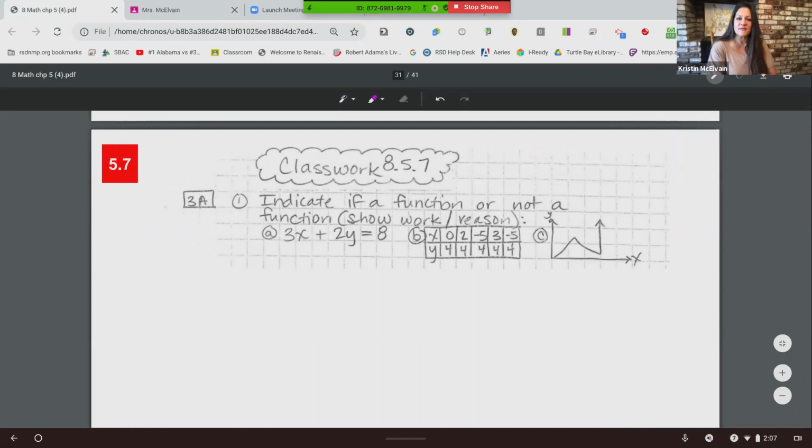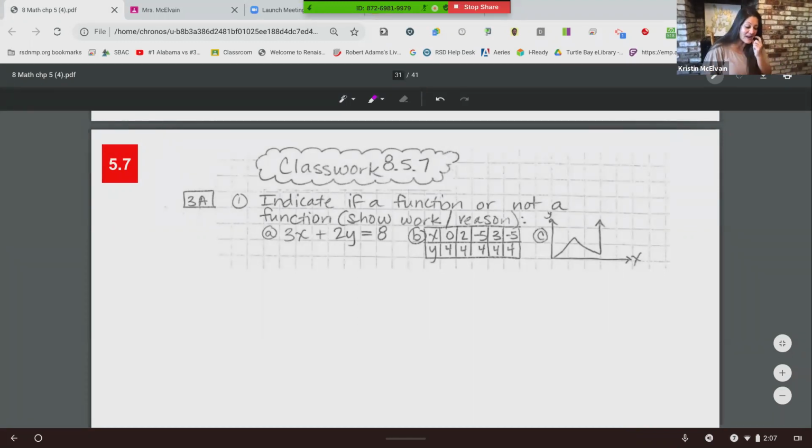First question, number one, is asking us to indicate if it is a function or not a function. Show our work and our reason. So do you remember what makes it a function? If you thought in your head there is one output for each input, then you are correct.